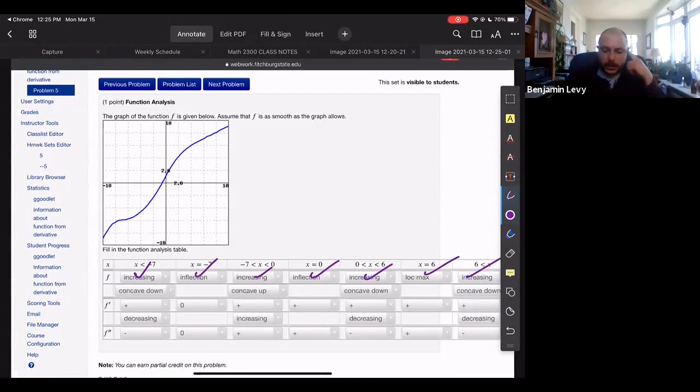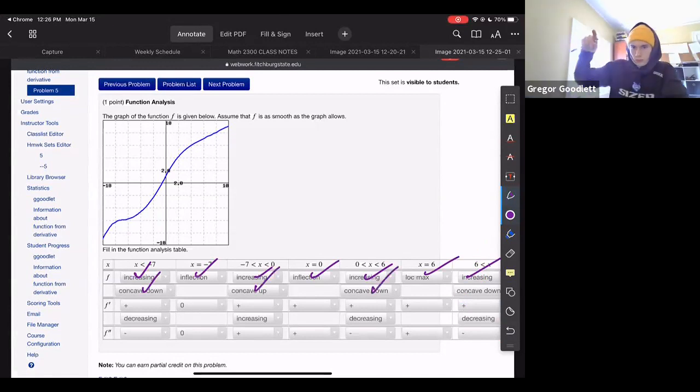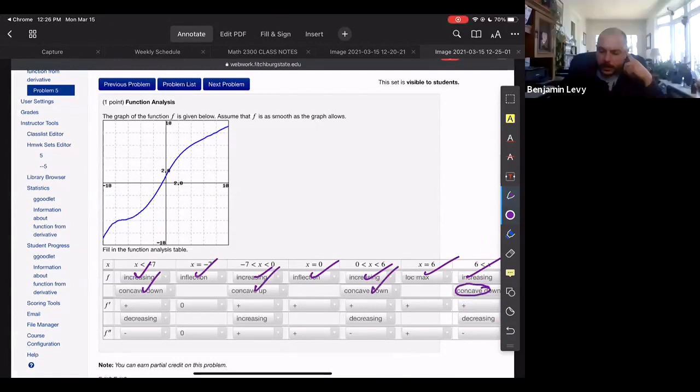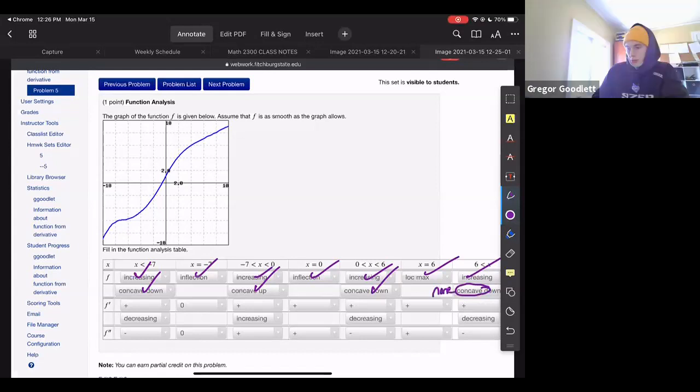All right, concave down looks good. Concave up, concave down. This is the problem though. So this is no concavity. So that's just straight. Yeah, straight.